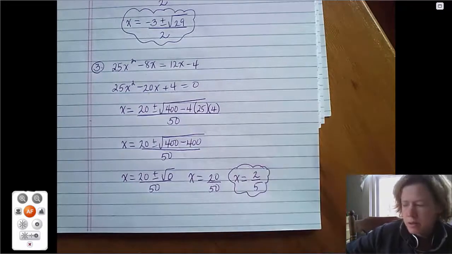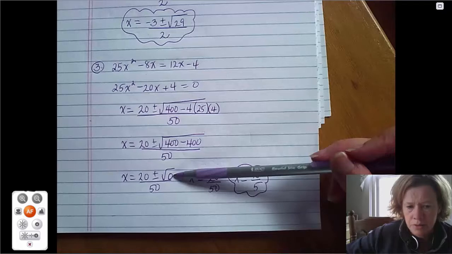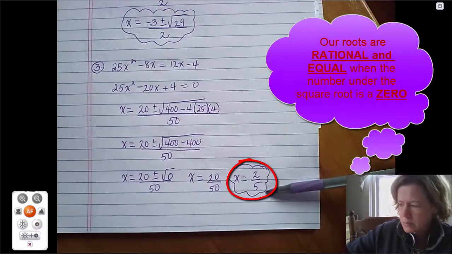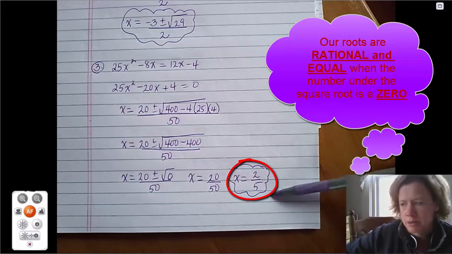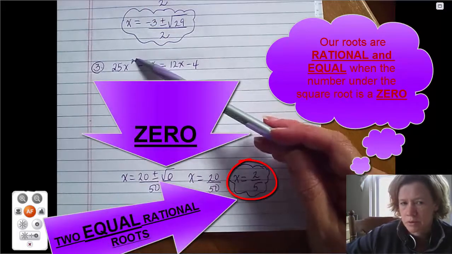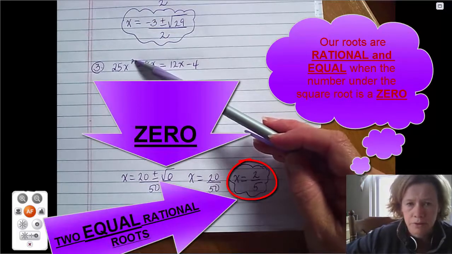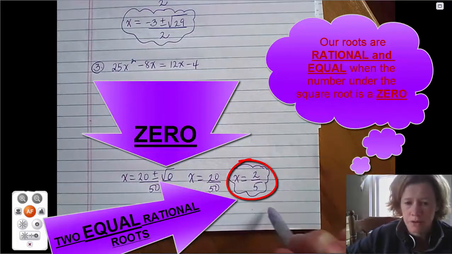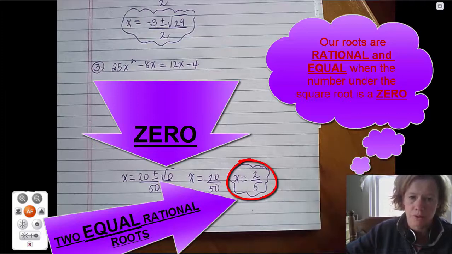So notice when the number under the square root is a 0, we get what seems to be one answer. Now keep in mind what we talked about in class last week. My highest exponent is 2, so I need 2 answers. So what really happened here is I have 2 equal roots. I have 2 answers and they're both 2/5.